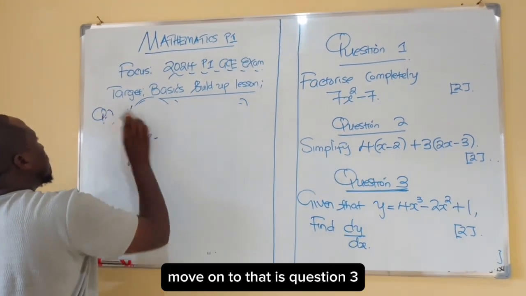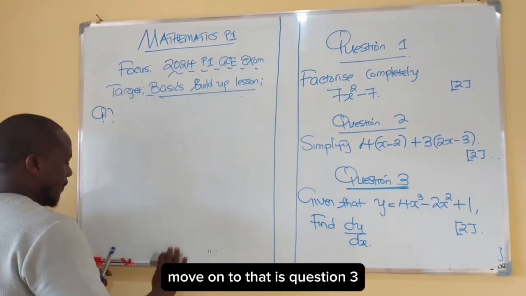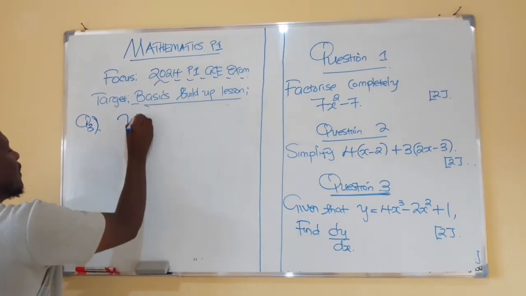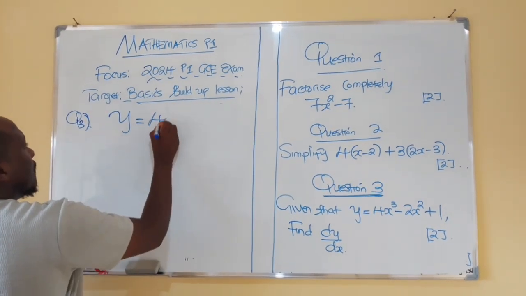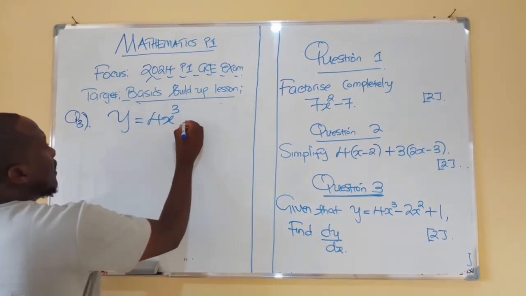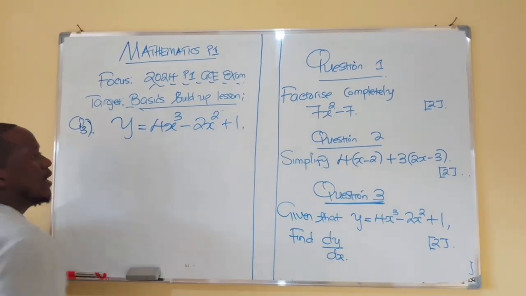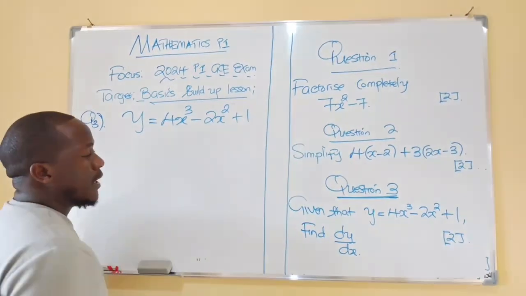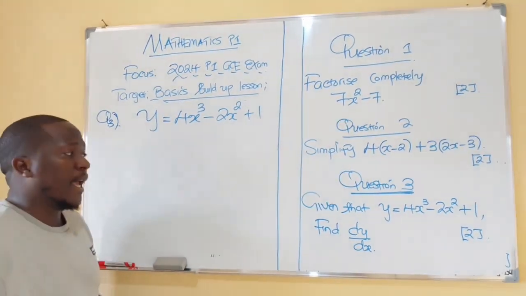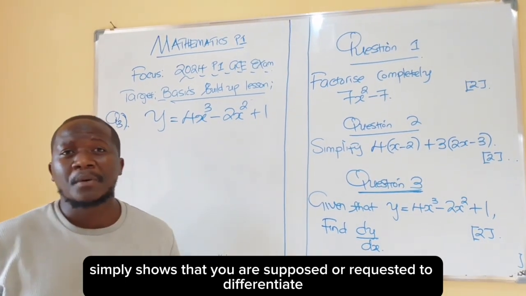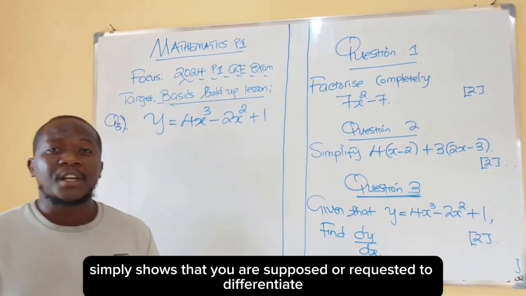We move on to question 3. So for question 3, it says, given that y equals 4x to the power 3, minus 2x to the power 2, then plus 1. And then they are trying to say, find dy/dx. To find an expression for dy/dx simply shows that you are requested to differentiate.